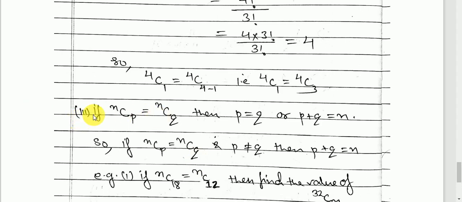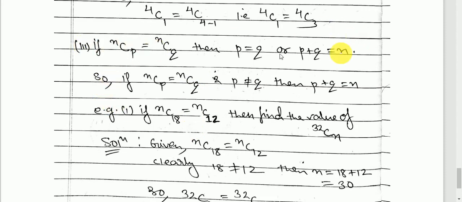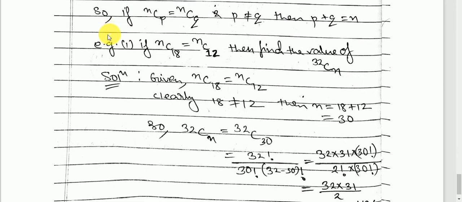And this third one: if nCp is equal to nCq, then either p is equal to q or the sum of p and q is equal to n. So if you have something like this, nCp is equal to nCq, then either p is equal to q or p plus q is equal to n. From here we can conclude that if we have nCp equal to nCq and p is not equal to q, then in that case p plus q will be n. You can see these examples here.